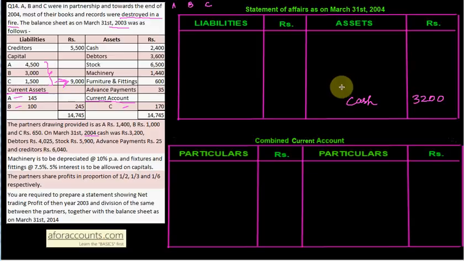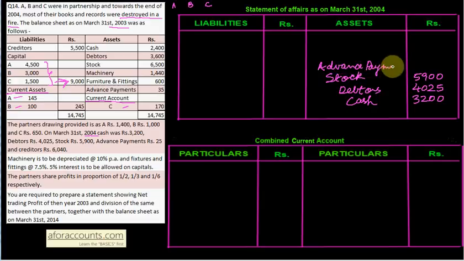Debtors 4,025. Stock 5,900. Advance payments rupees 25. It is our asset, we have paid in advance. Okay, and creditors 6,040. So creditors on the credit side, 6,040. Now before any total, first compare the opening. So the opening capital, the combined capital, is given, you have to put it here. Opening capital will come as it is, 9,000.